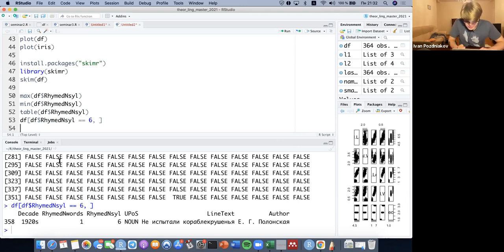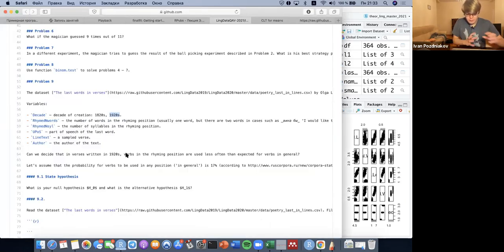And we can even write this line text. Корабле крушение is a long word in the rhyme position. Корабле крушение. It's like the whole rhyme word, right? Okay, that's how we do these simple things.